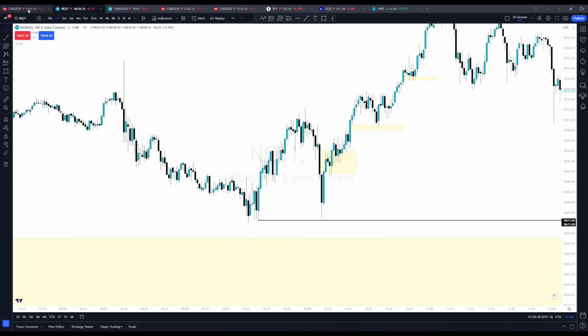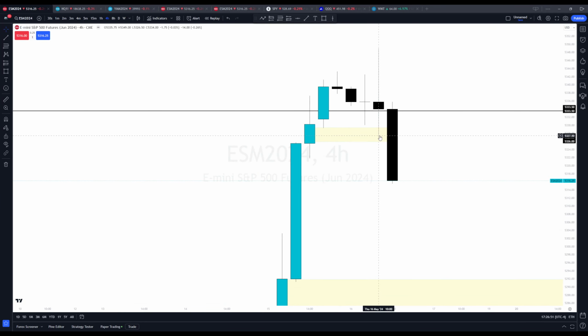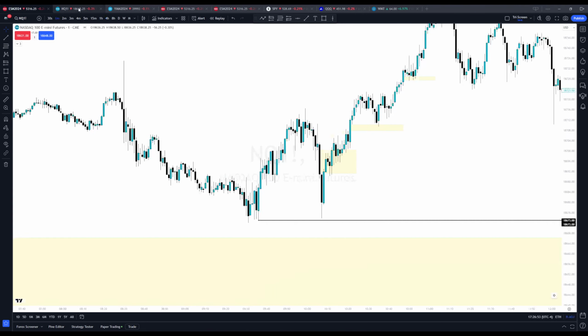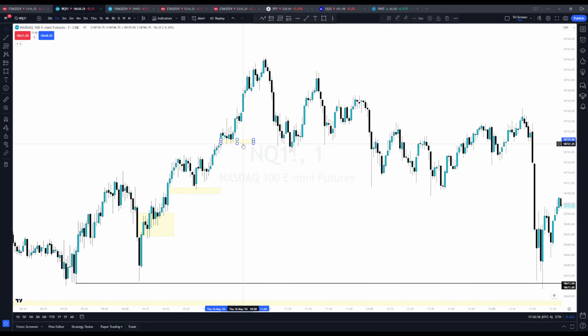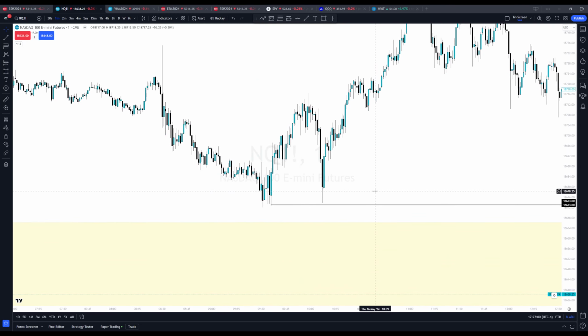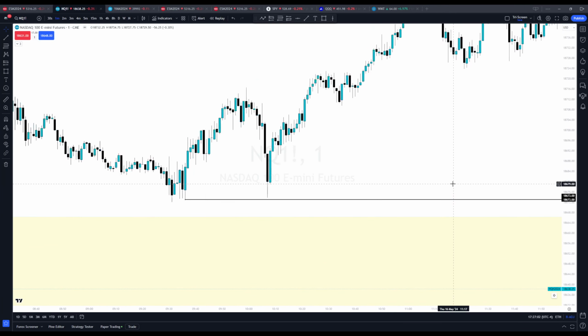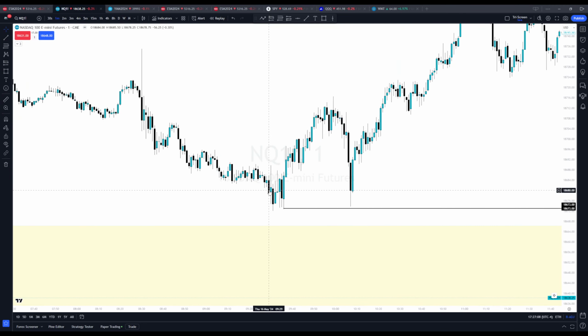But what I just showed you guys, ES dug into that 4 hour and then pushed us back up, and then we took all time highs. That's why it's so important, before looking for a long, to ensure that one of the indexes has taken some kind of low, or if you're looking for a short, make sure an index has taken some kind of high.